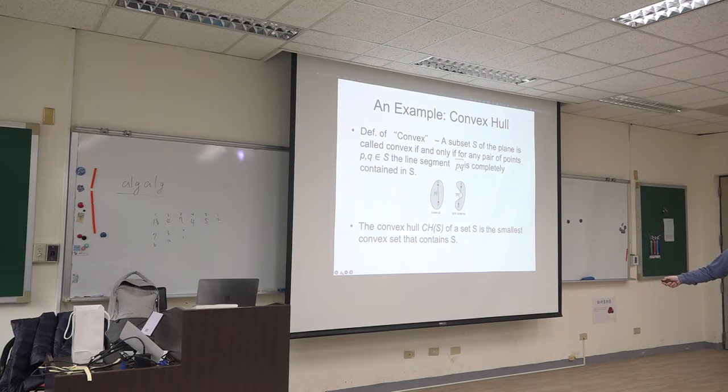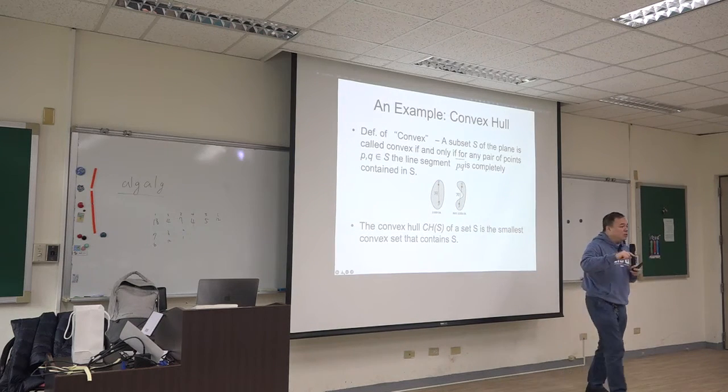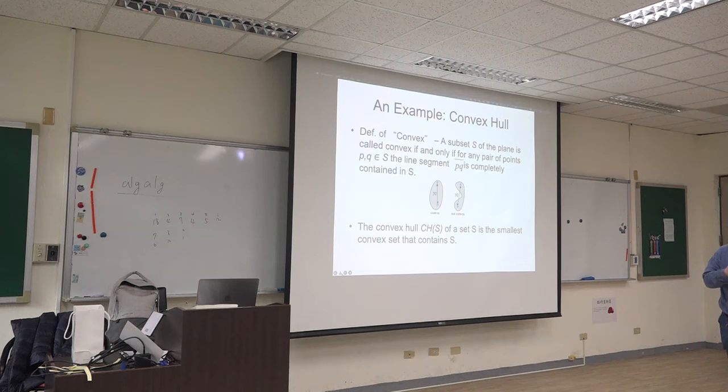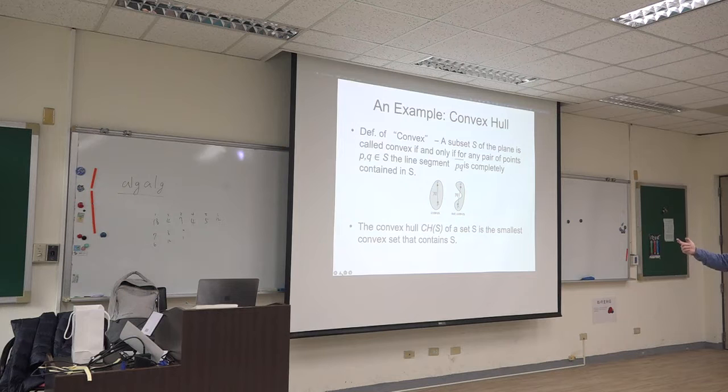Now, when you write something like this, that S normally is defined by a set of points. That S here normally refers to a set of points. So the convex hull of a set of points is the smallest convex set that contains those points. So what kind of a shape can you imagine it will be?